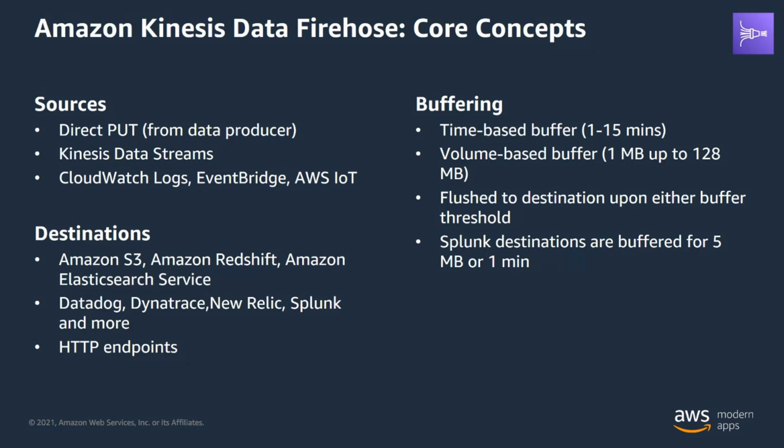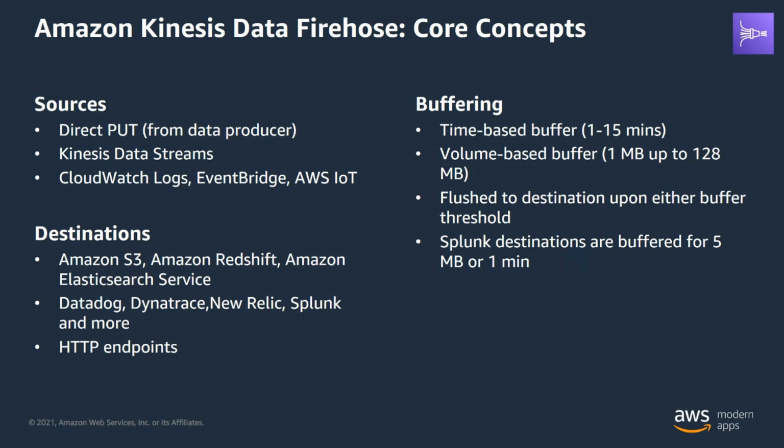Apart from S3, Redshift, and Elasticsearch, there's also a range of partners that you can use as destinations for Data Firehose. These include Datadog, Dynatrace, Logic Monitor, MongoDB Cloud, New Relic, Splunk, and Sumo Logic. For HTTP endpoint delivery, there is a defined request and response format. Endpoints have 3 minutes to respond to a request before a timeout occurs.